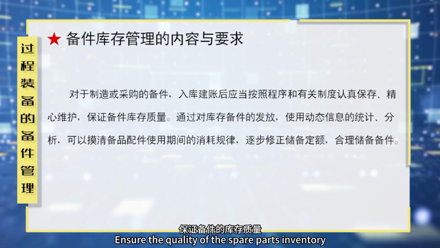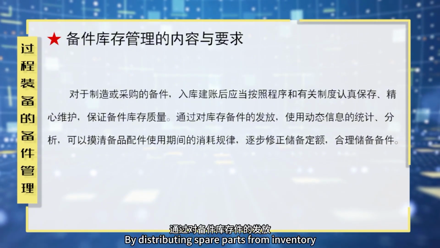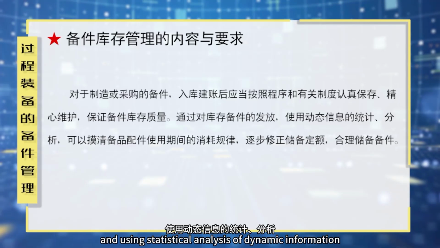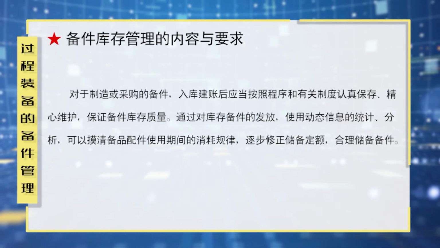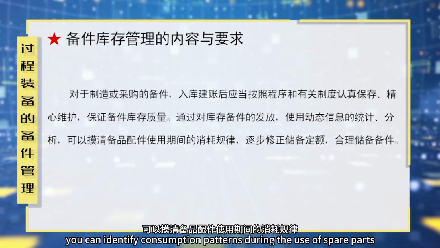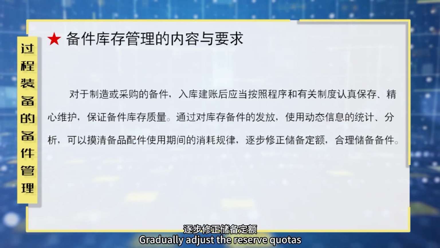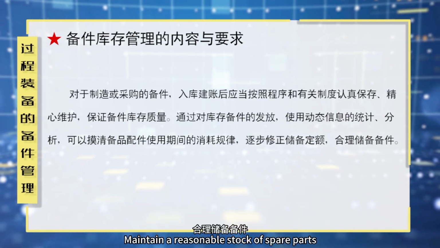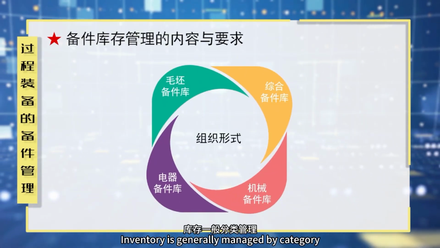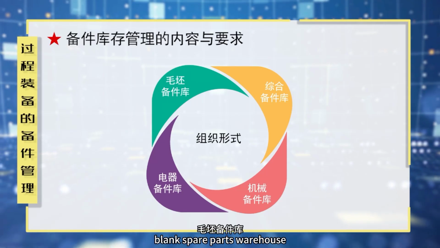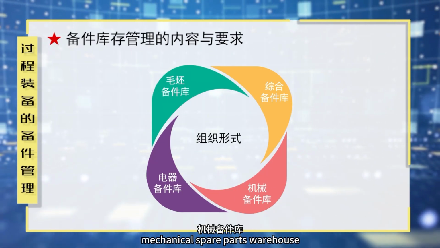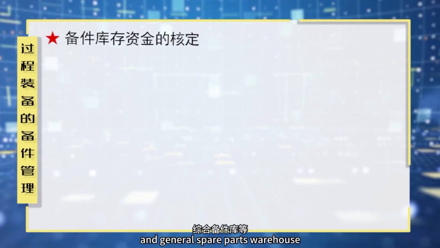Ensure the quality of the spare parts inventory by distributing spare parts from inventory and using statistical analysis of dynamic information. You can identify consumption patterns during the use of spare parts. Gradually adjust the reserve quotas. Maintain a reasonable stock of spare parts. Inventory is generally managed by category. For example, blank spare parts warehouse, electrical spare parts warehouse, mechanical spare parts warehouse, and general spare parts warehouse.